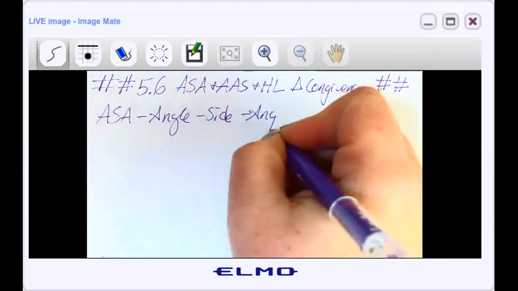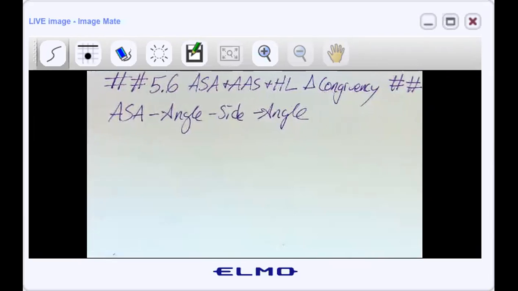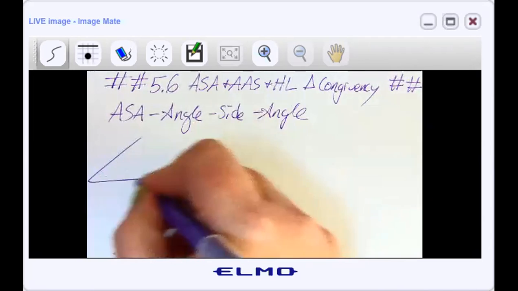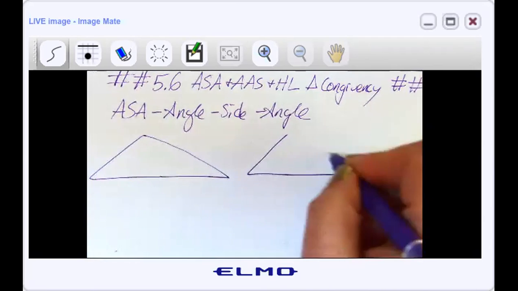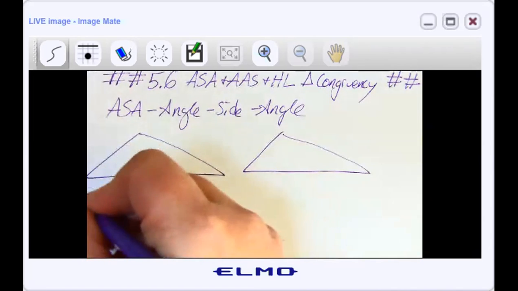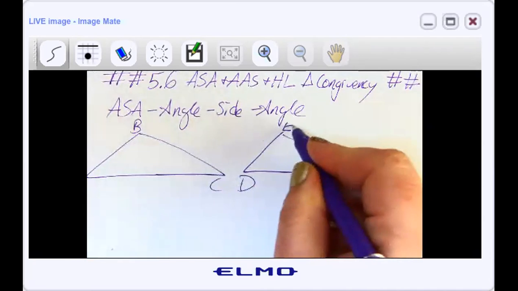And here's what you need for this one. In order for the two triangles to be congruent, I need two angles and the side that connects those two angles. So it's going to look like this. If I had two triangles looking however you want them to look, it doesn't really matter. Okay, so let's call this triangle ABC, DEF.